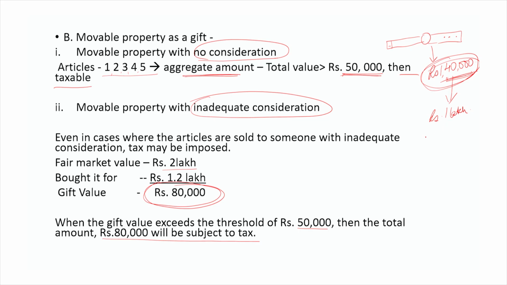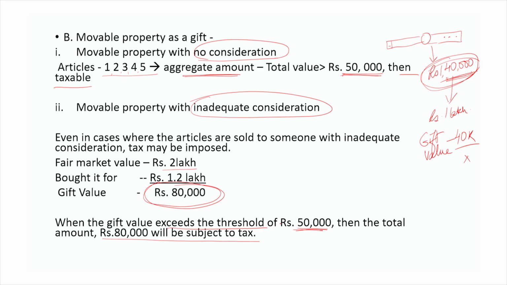Now over here, what is our gift value? In the case of the watch, our gift value is 40,000. So are we liable to pay tax over here? No. Why? Because we have not exceeded the threshold of 50,000.